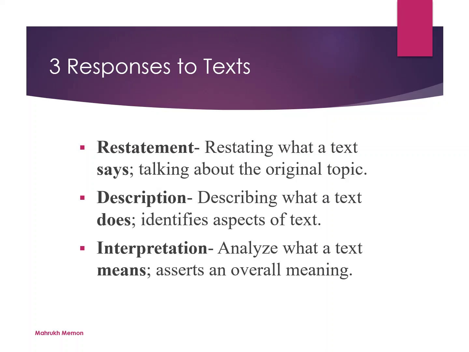What is the overall meaning? What does the author want to say? What does the author want to portray as a message? What is the social message that the author is giving? All these things will be included in the interpretation part. So this is how we can respond to a text after reading it. You remember the layout: after previewing, we did sketching and writing, and then we read it carefully and critically, and now we are responding to the text. That response can be in multiple ways. We can restate, we can describe, and then we can interpret.